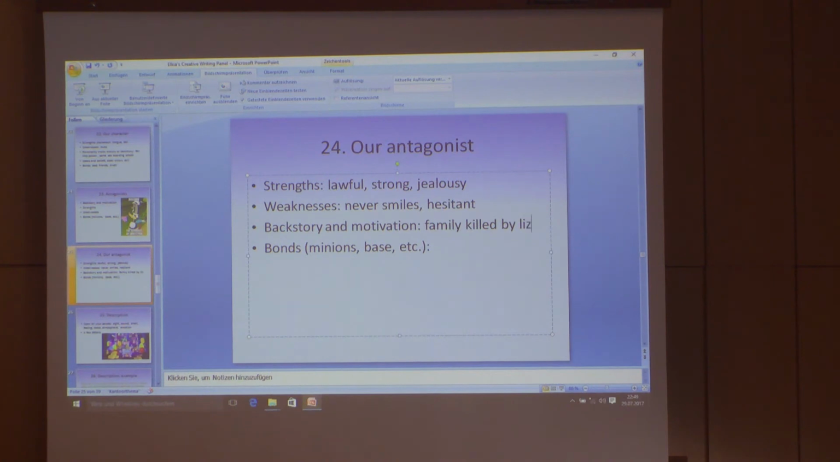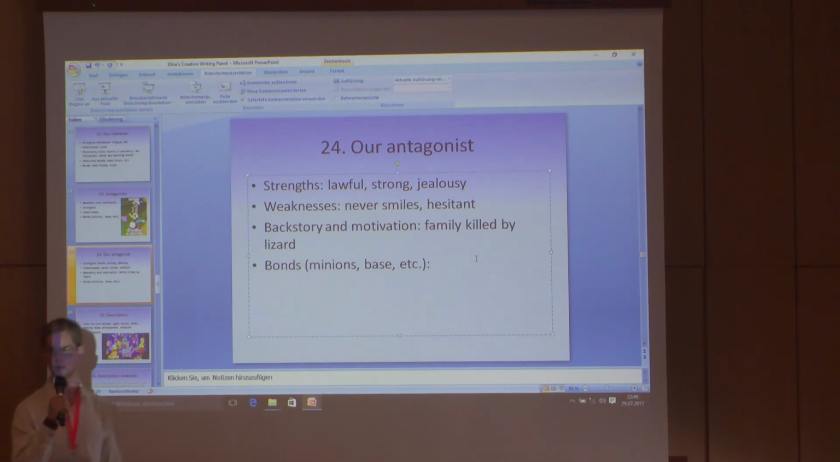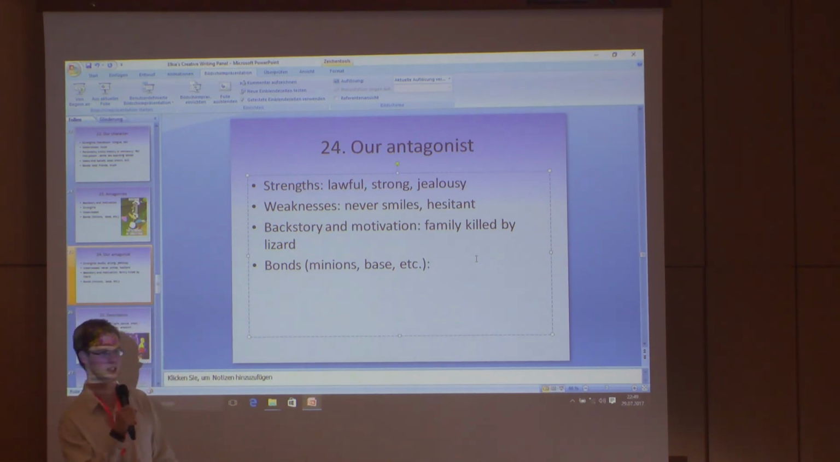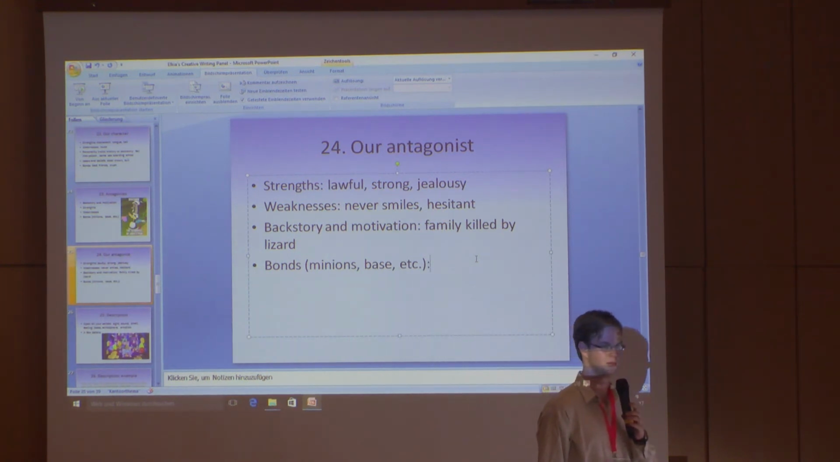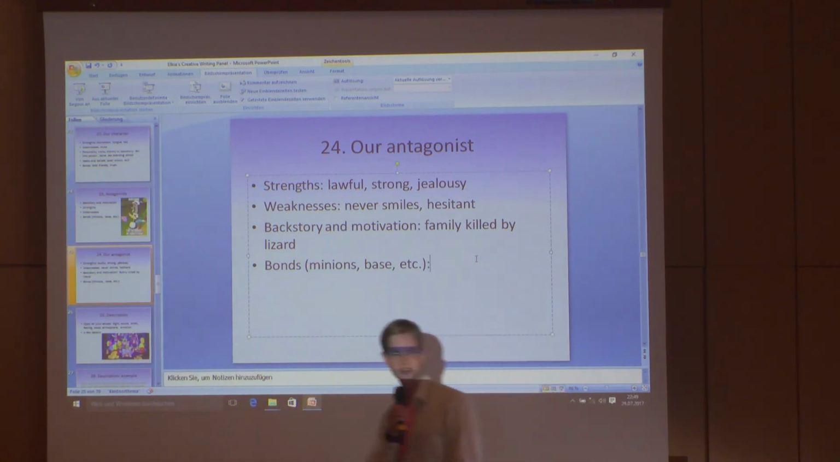Where's the Z on this? There. All right. Then we have a very strong motivation now. So we're moving on to bonds. Does he have minions or a base or some place where he belongs? Yes, mister? I would suggest the Royal Guard because of the role of our protagonist. I see. So he's a member of the Royal Guard then. All right.